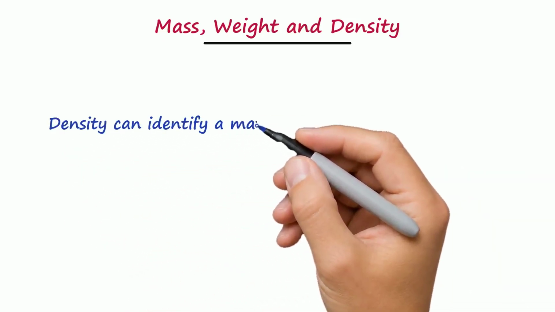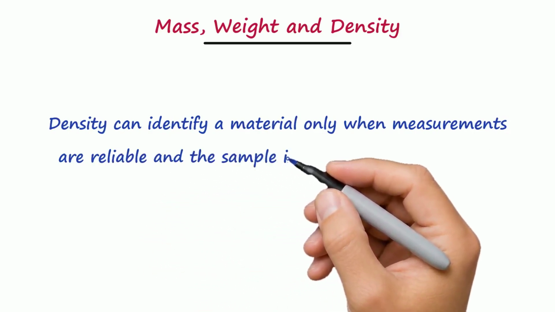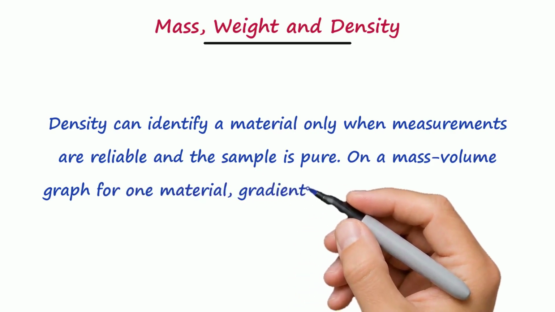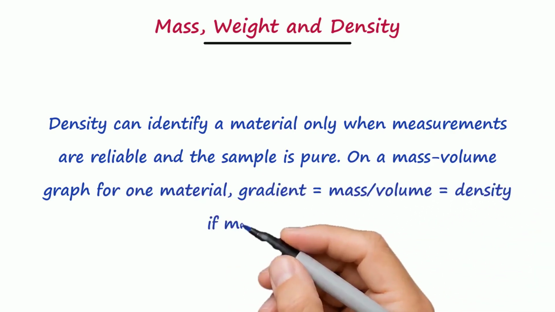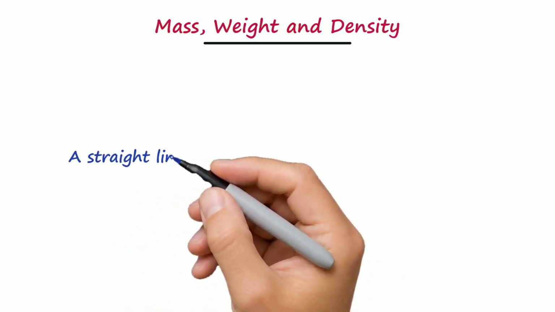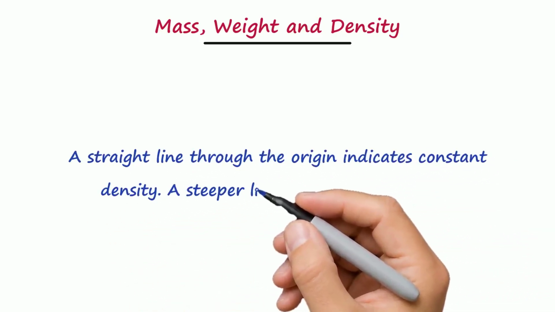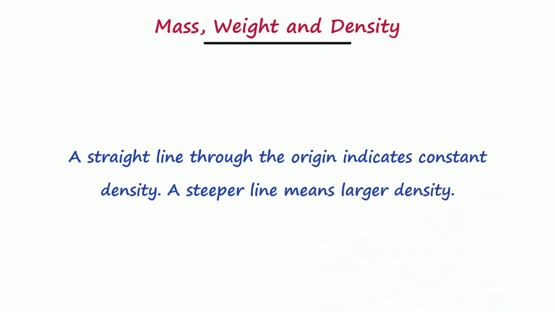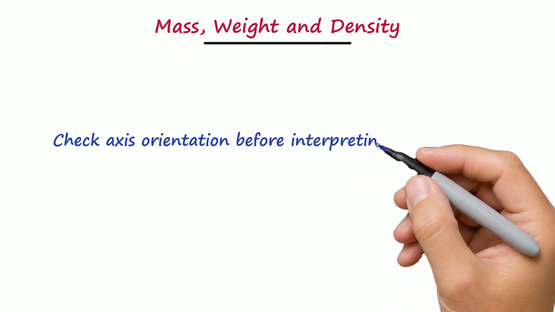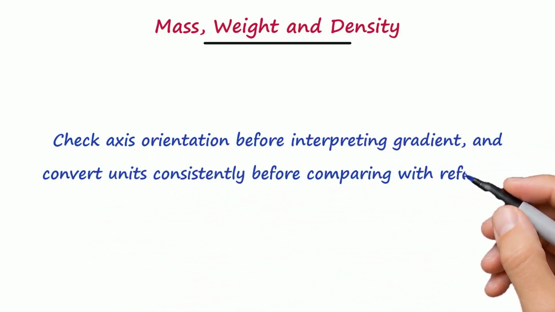Density can identify a material only when measurements are reliable and the sample is pure. On a mass-volume graph for one material, gradient equals mass over volume, which equals density, if mass is vertical. A straight line through the origin indicates constant density. A steeper line means larger density. Check axis orientation before interpreting gradient, and convert units consistently before comparing with reference data.